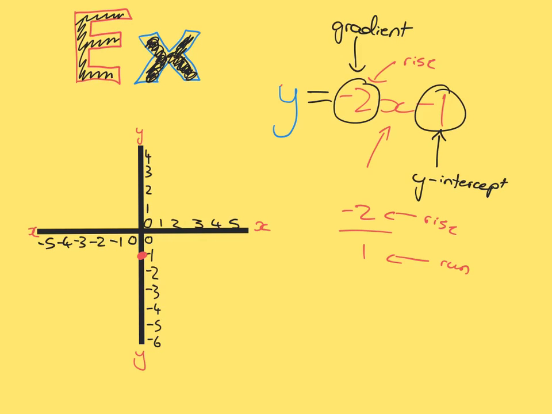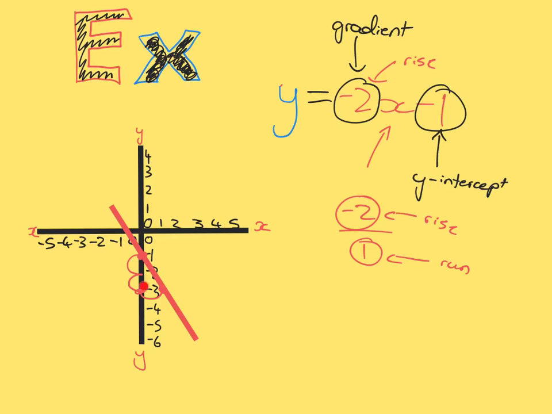Now, because it's a negative, what do we do? Do we go up or down? Well, as I said previously, when it's a negative, you don't go up by 2. Instead, you go down by 2. And as usual, we just have a positive 1, so we'll just go positive 1. Now, we can put our line. And there you have it. That is how to plot a linear graph with the gradient and y-intercept.